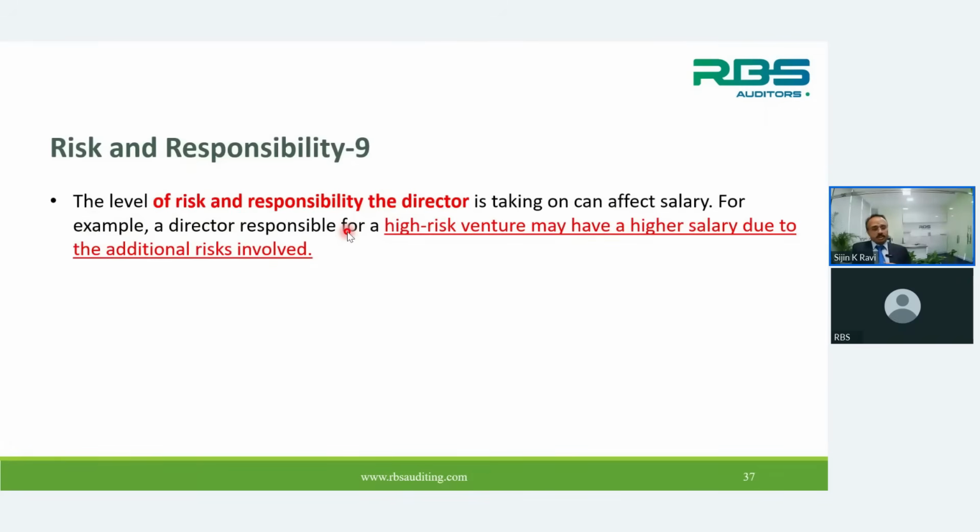Then risk and responsibility. The level of risk and responsibility the director is taking, for example, high-risk ventures, may mean a higher salary due to the additional risk involved. Like that, depending upon the risk, you have to decide the salary factor relating to those employees.